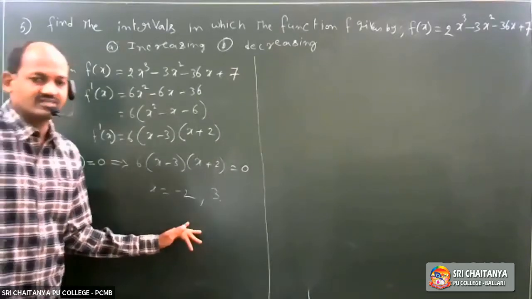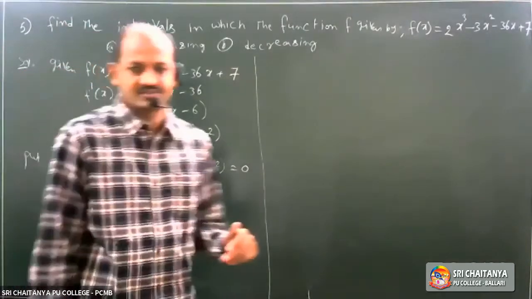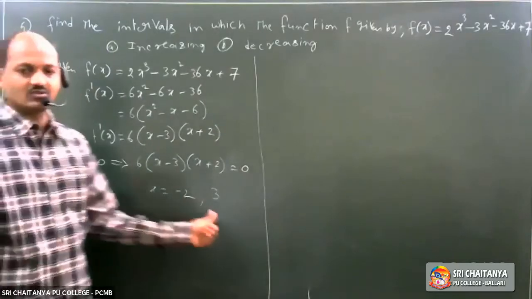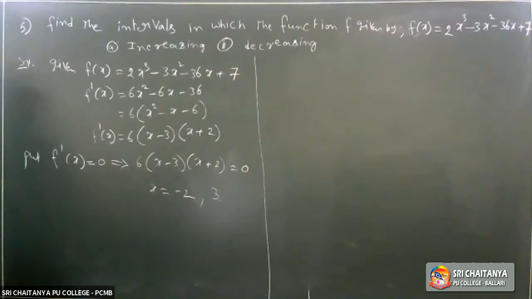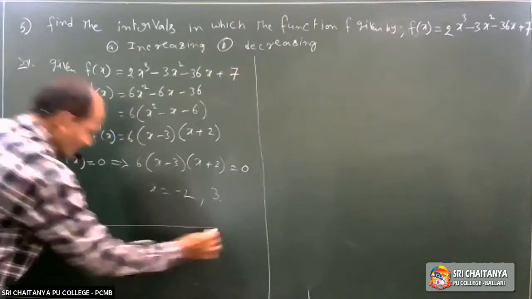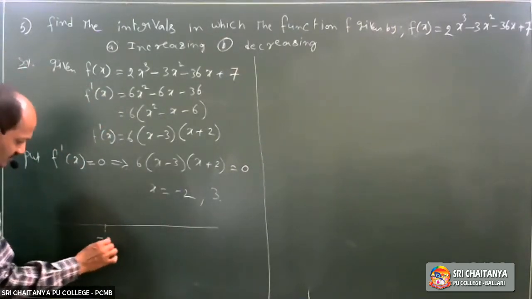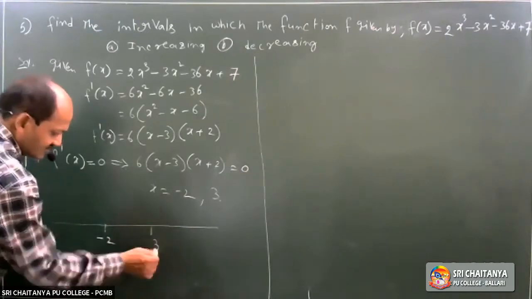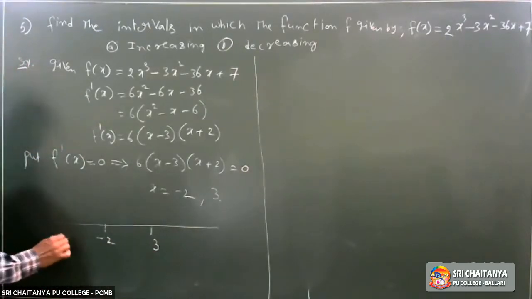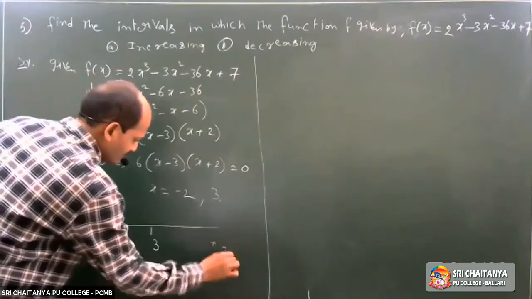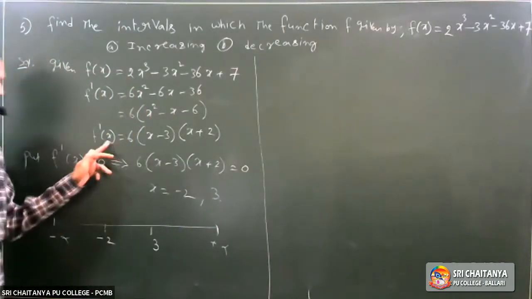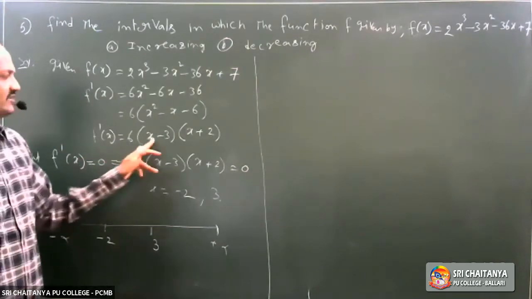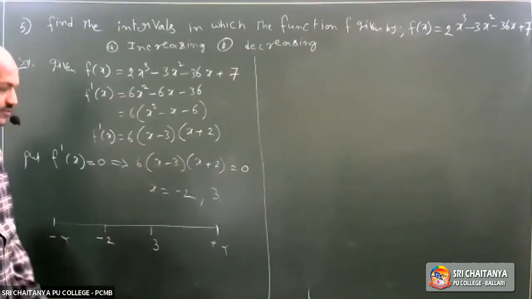If there is one x value, we get two intervals. Here x is equal to minus 2 and 3, we get two values, so clearly we get three intervals. That is x equal to minus 2 and 3, before is minus infinity, above is plus infinity. It is the first derivative, f dash of x equal to 6 into x minus 3, x plus 2.